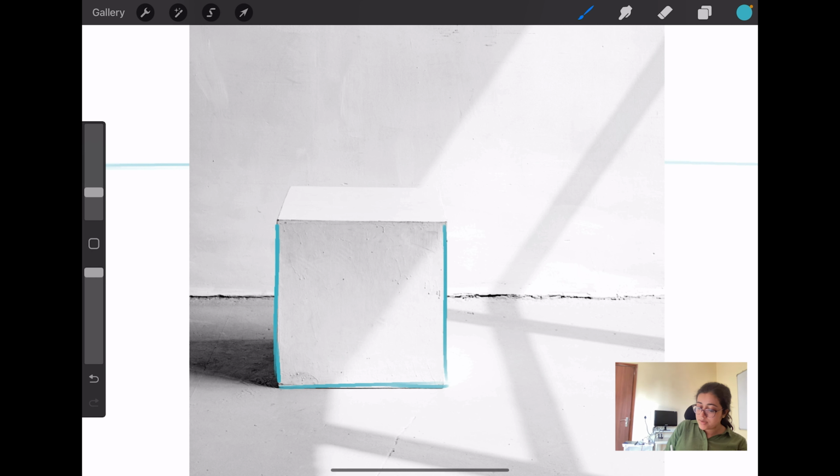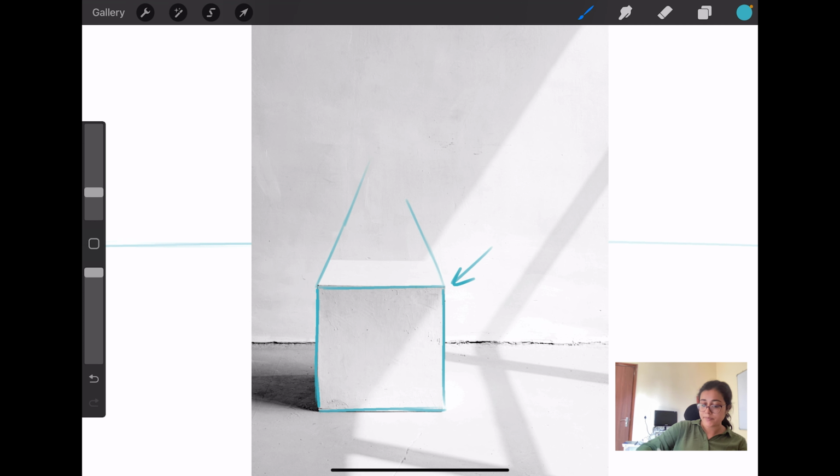But we could see that these lines go towards a single point. That means this cuboid is in one point perspective, something like this. And that is our vanishing point. You see, our eyes are here, and this cuboid is below the horizon. That's why you can see the top part of it.